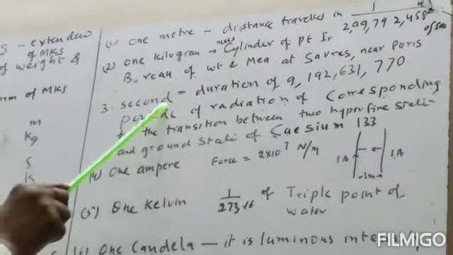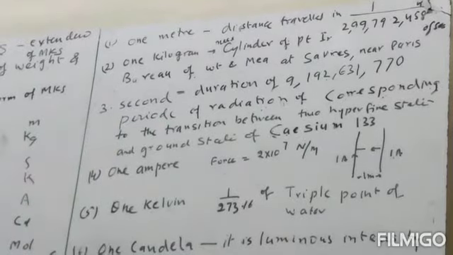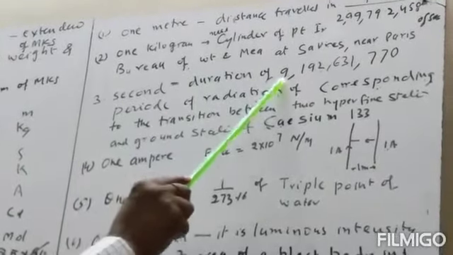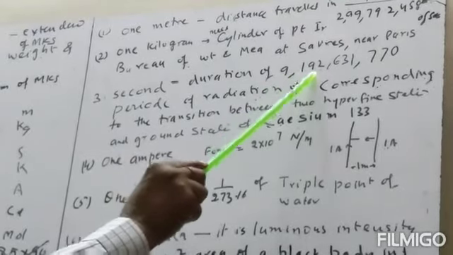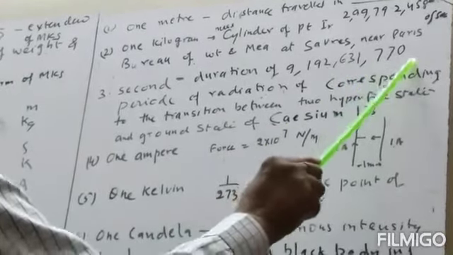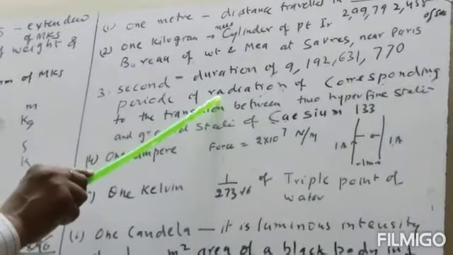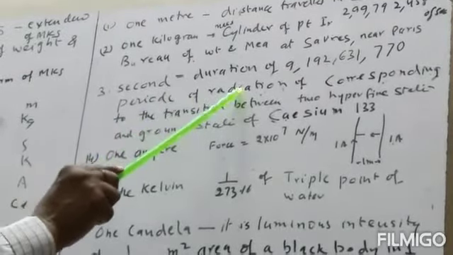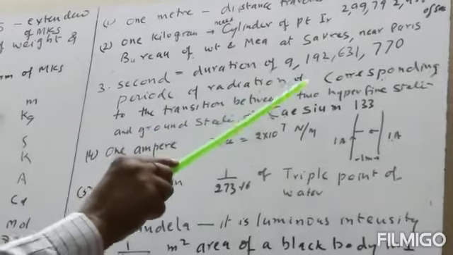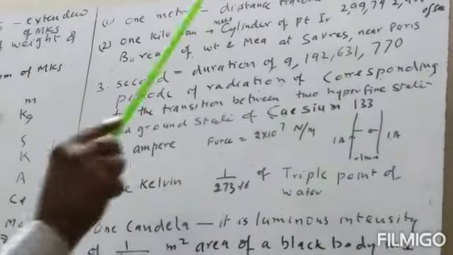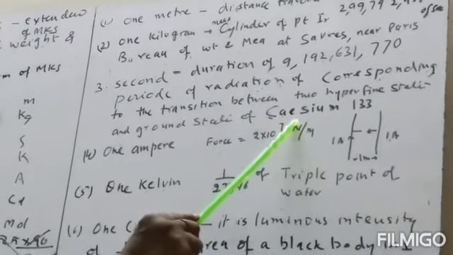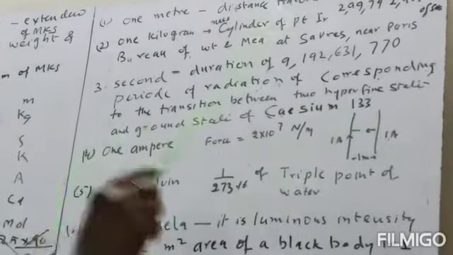Third, what is the second? The unit of time. 1 second is the duration of 9192631770 periods of radiation corresponding to the transition from the hyperfine state to the ground state of cesium 133.